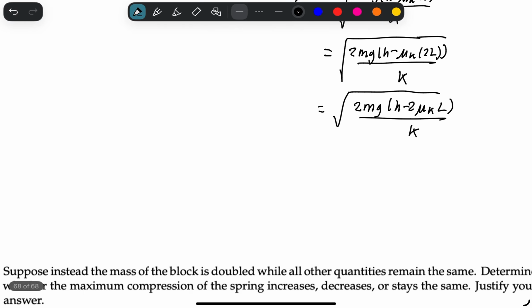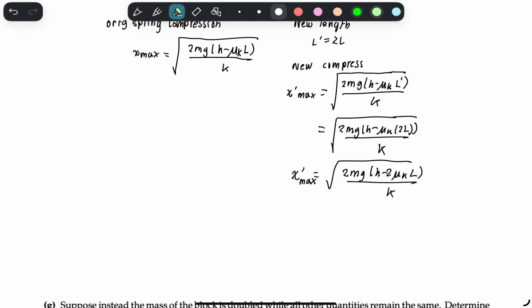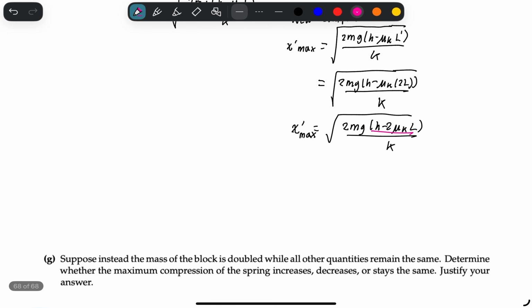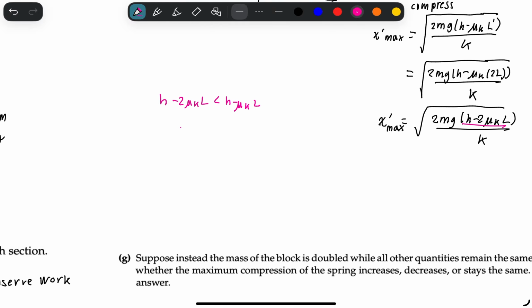So that is your answer. That's x prime max. What we can see is the difference between the two is this section here: h minus 2 mu k L is less than h minus mu k times L. So that means x prime max is going to be less than x max. Therefore, maximum compression is going to decrease.